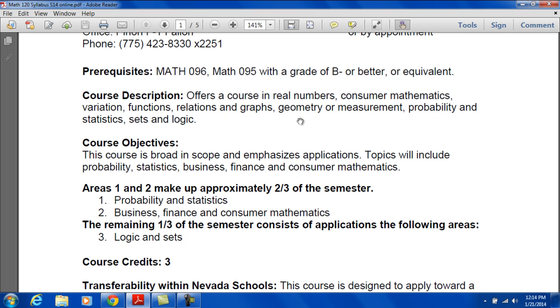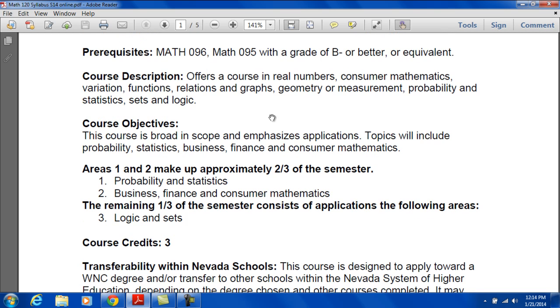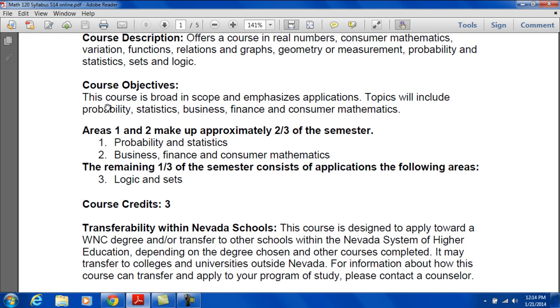Course description offers a course in real numbers, consumer mathematics, variation, functions, relations and graphs, geometry, measurement, probability, and statistics, sets, and logic. So we're going to really focus on probability, statistics, sets, logic, and then consumer math. So this course is broad in scope and emphasizes applications. Big part about this course. Topics will include probability, statistics, business, finance, and consumer math. So areas 1 and 2 make up approximately 2/3 of this semester. And then it's probability and statistics, business, finance, consumer math, and then the last part is going to be logic and sets.